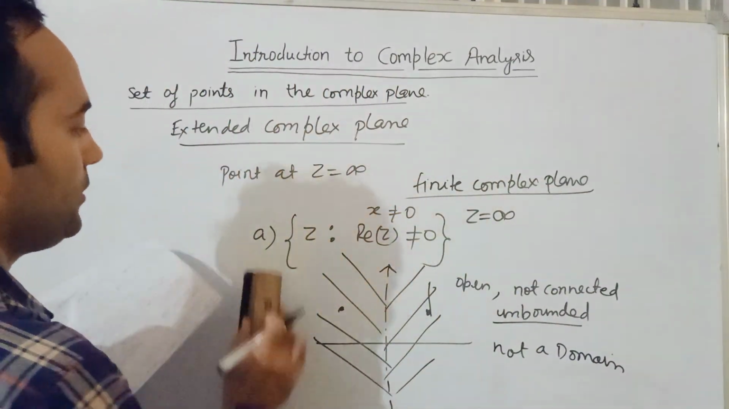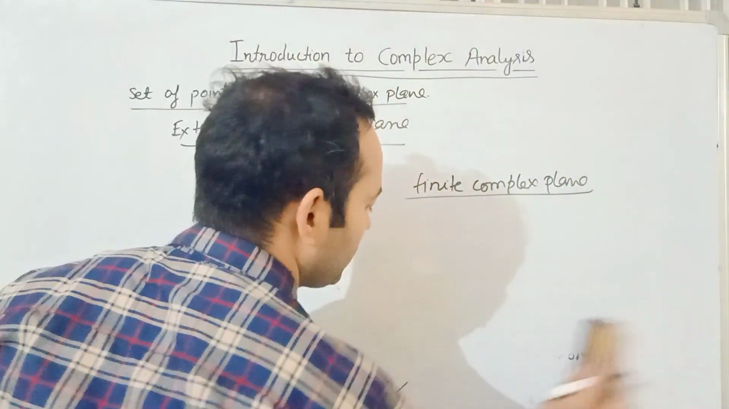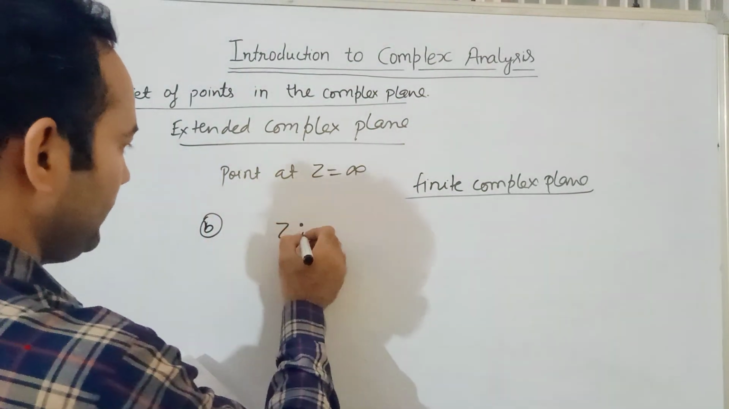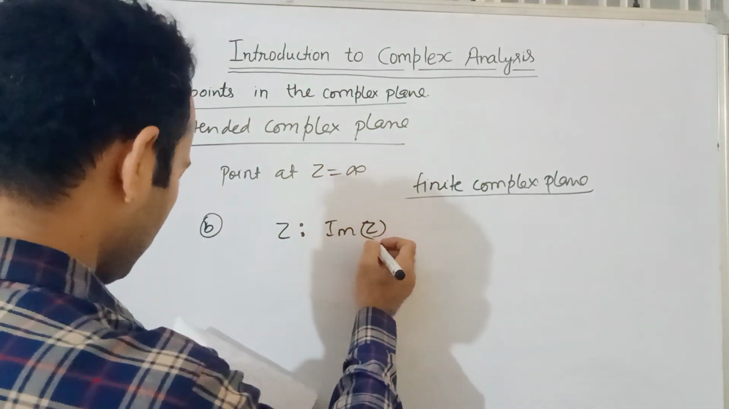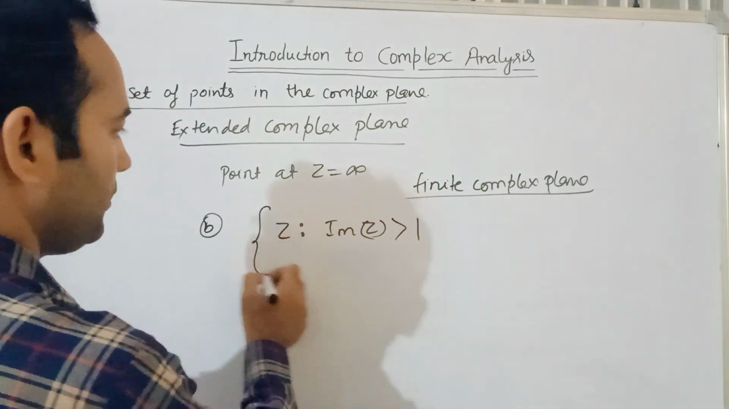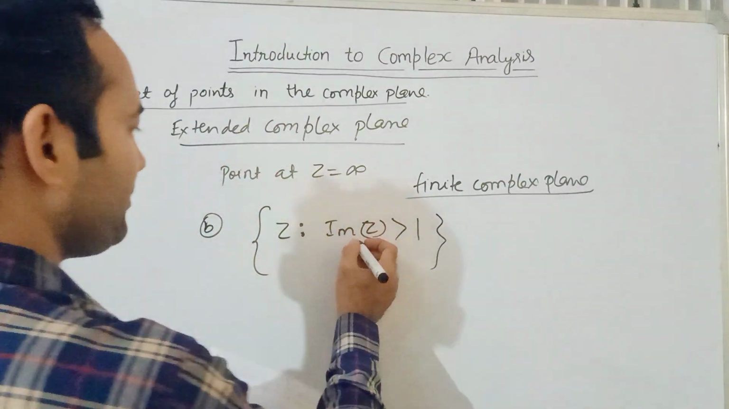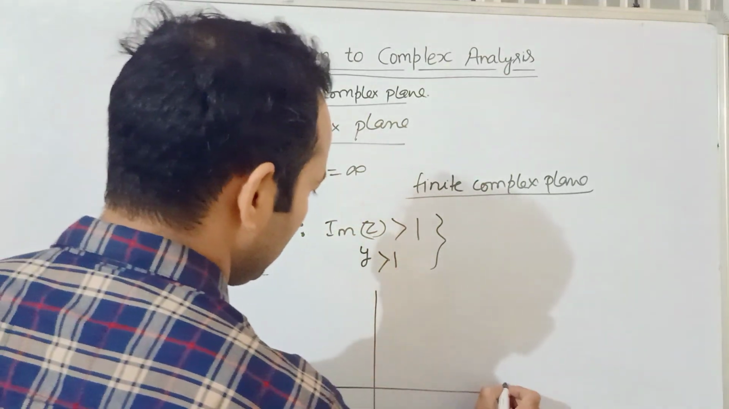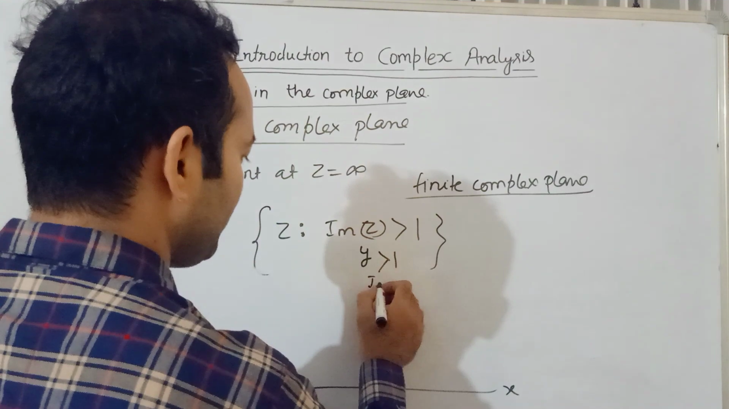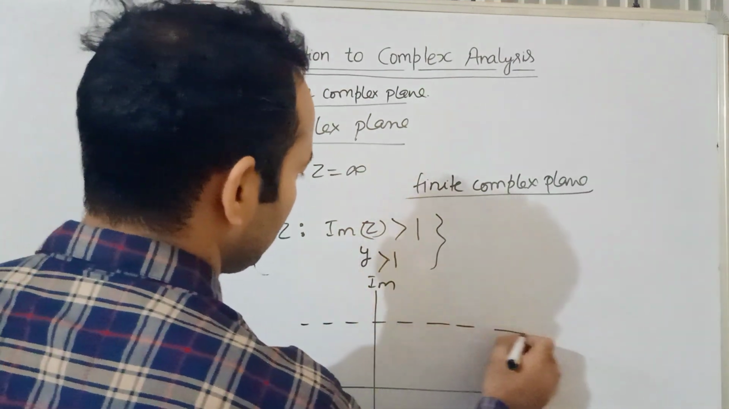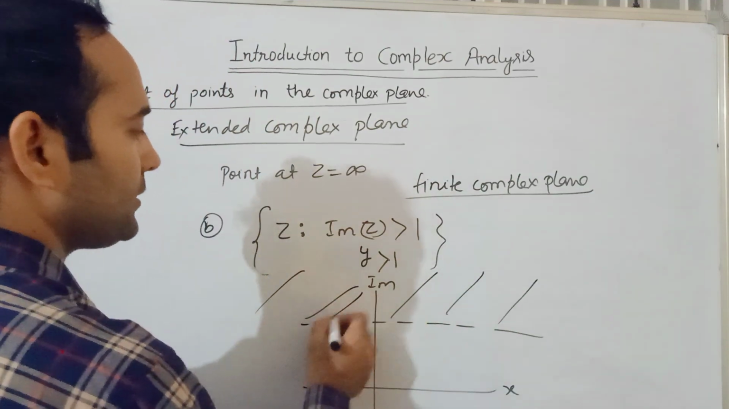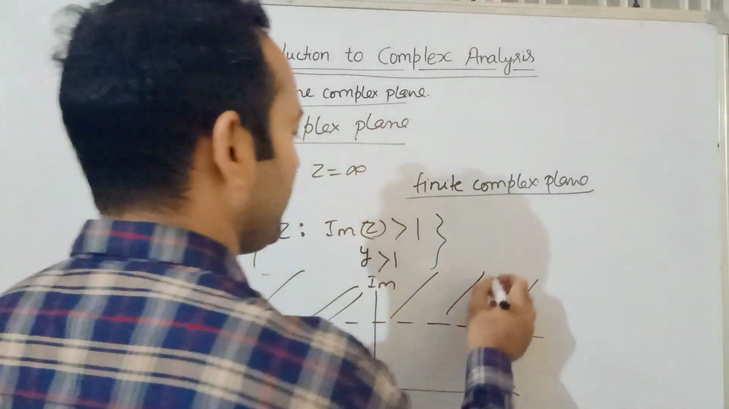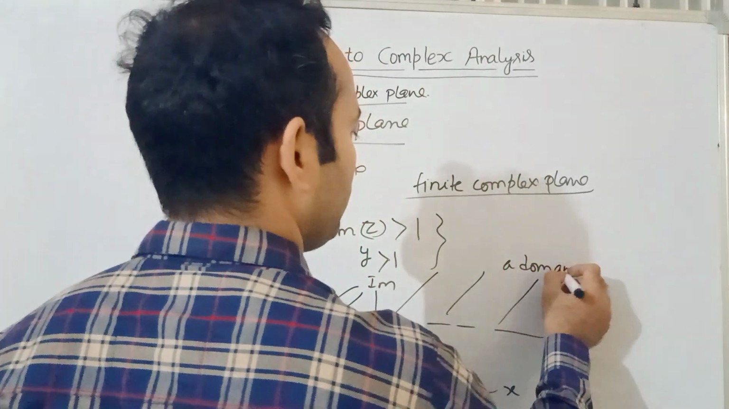Let's take another example. I'll take just a couple of them, not a lot. Second, z where the imaginary part of z is greater than 1. Tell me whether it is a domain or region. What is the imaginary part of z? y is greater than 1. So plot it. This is x or the real part, this is the imaginary part. What is y equal to 1? This. So y greater than 1 would be all this. It is connected, it is open, and it is unbounded. So it is a domain.